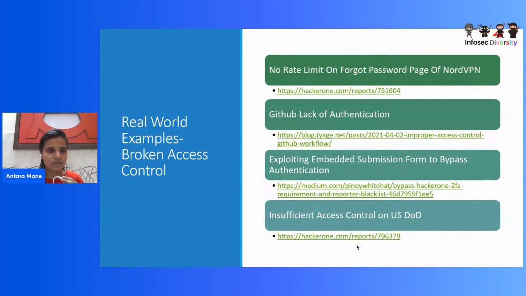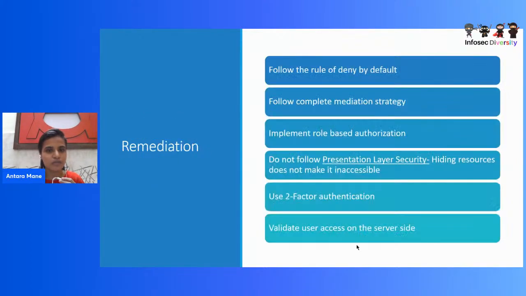And here are some real world examples of broken access control. There was one instance of no rate limit found on the forgot password page of NordVPN, which could be bypassed. The reference link has also been mentioned in the PPT. Other examples are GitHub lack of authentication, exploiting an embedded submission form to bypass authentication, and insufficient access control on the US DoD. These are some basic real world examples.